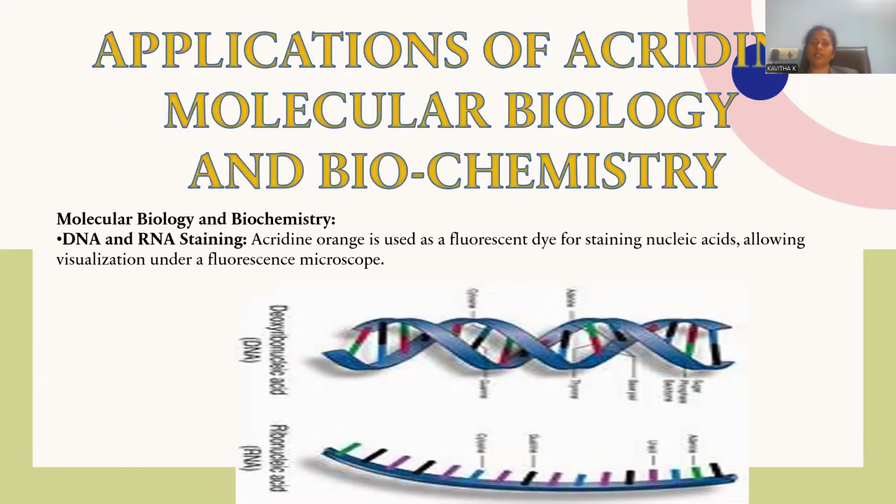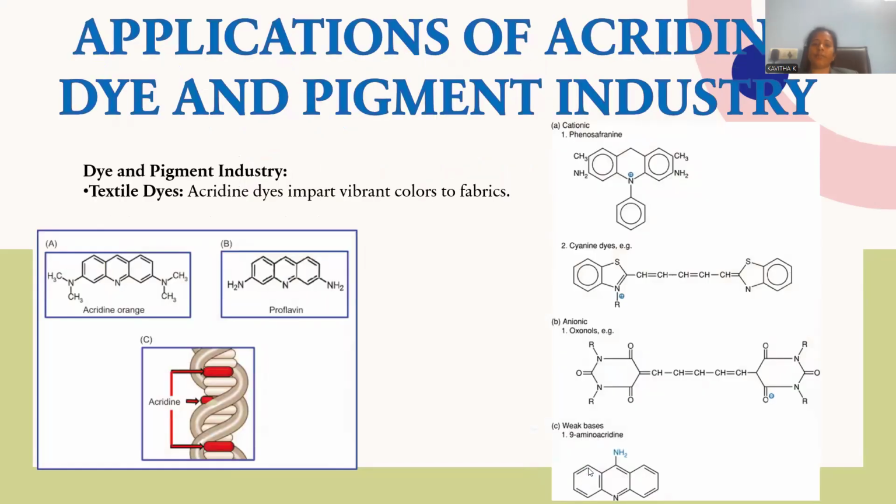And now let me discuss the molecular biology and biochemistry applications of the acridine molecule. DNA RNA staining is possible. Acridine orange is a fluorescent dye able to bind with these nucleosides, so that it is possible to diagnose the DNA and RNA skeletal structure compositions.